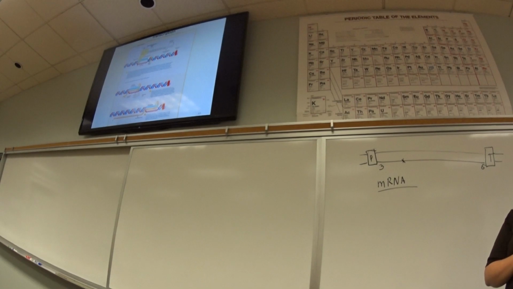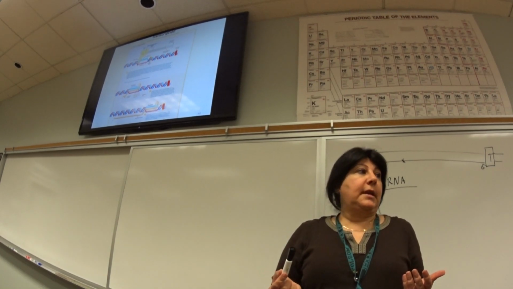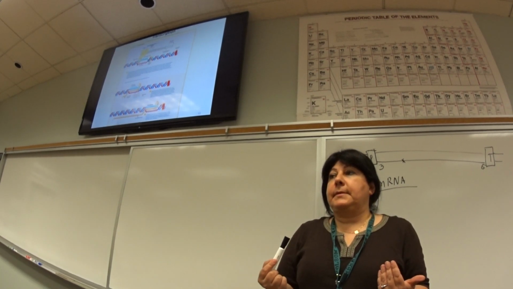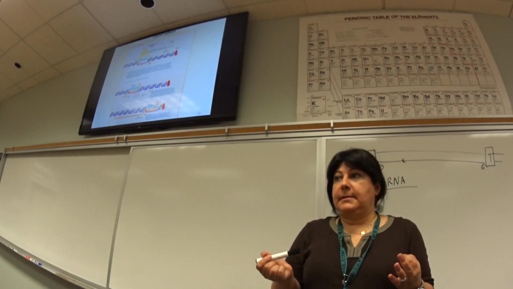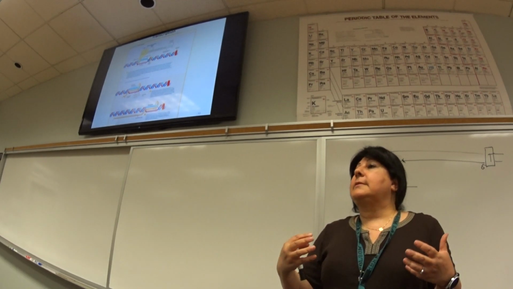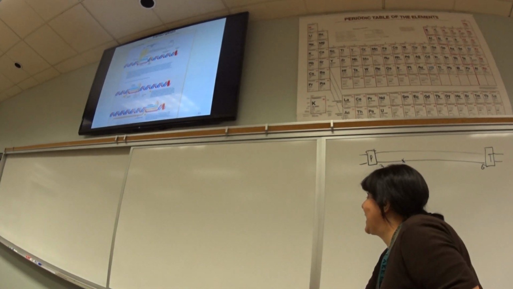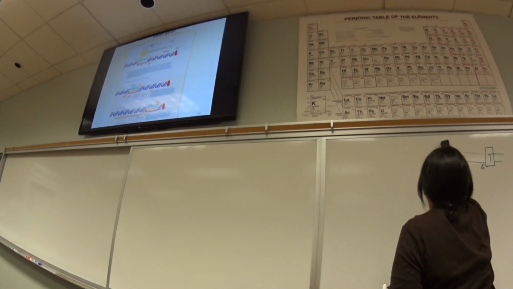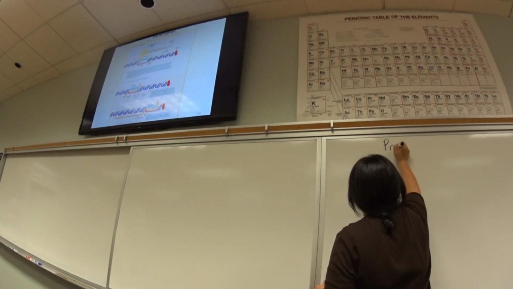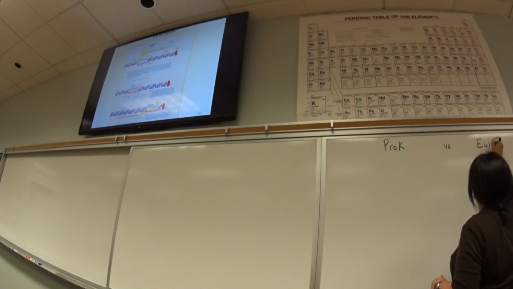All right. So now, gene expression in eukaryotes and prokaryotes are technically pretty much the same, except with some minor differences. And that has to do, again, with the structure of the cells, the differences between a prokaryote and a eukaryote. So I'm going to put that here. So a prokaryote versus a eukaryote.